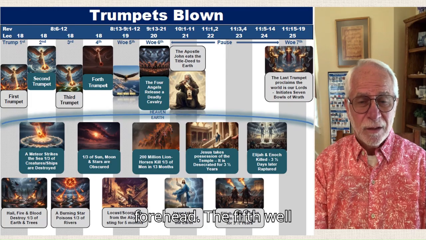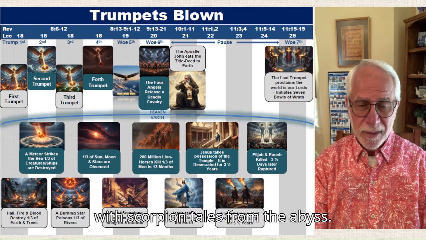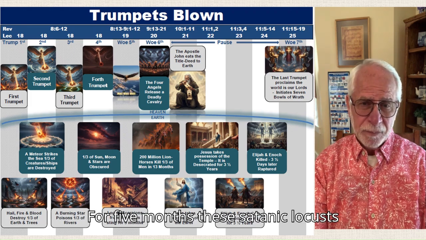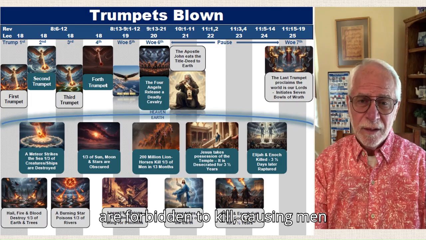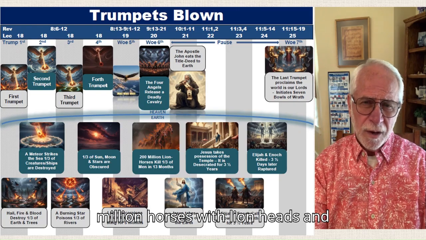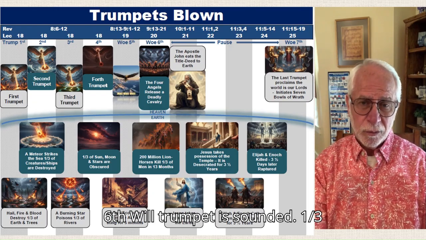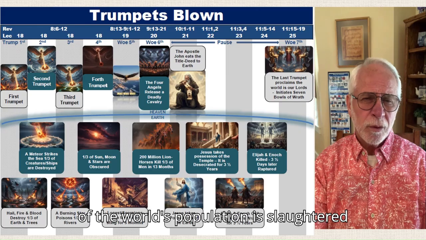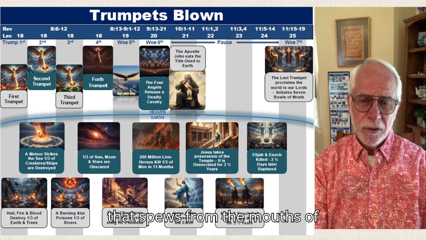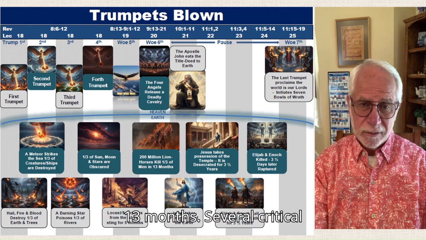on their forehead. The fifth woe trumpet signals the release of locusts with scorpion tails from the abyss. Their sting torments men without mercy for 5 months. These satanic locusts are forbidden to kill, causing men to desire death, but it is denied them. 200 million horses with lion heads and snake tails are released when the sixth woe trumpet is sounded. 1/3 of the world's population is slaughtered by the fire, smoke, and sulfur that spews from the mouths of these hellish creatures over the next 13 months.